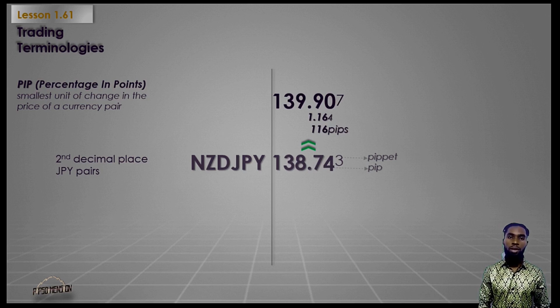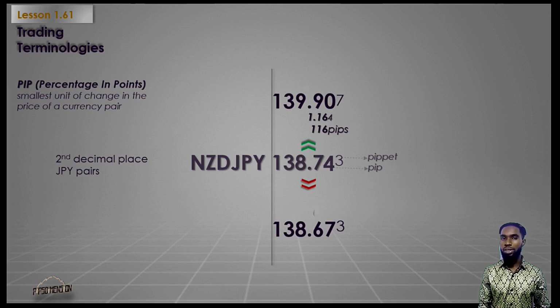If the price of the Kiwi yen falls from 138.743 to maybe 138.673, the difference will be 0.070, and that is 7 pips change. In other words, the Kiwi yen has fallen by 7 pips. And since the price has fallen by 7 pips, sellers in this case make a profit of 7 pips, but buyers in this case make a loss of 7 pips.